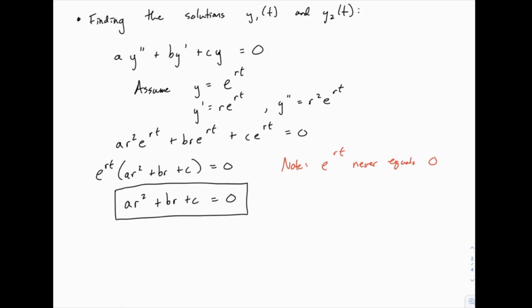Based on this relatively straightforward assumption that our solutions have this exponential form, we pretty quickly get to this conclusion, that the value of r depends on the solution to this quadratic equation. Notice that we've taken this differential equation, which looks complicated, and we've boiled the question down to an algebra question. We really just need to be able to solve a quadratic equation like this. This is what's called the characteristic equation.